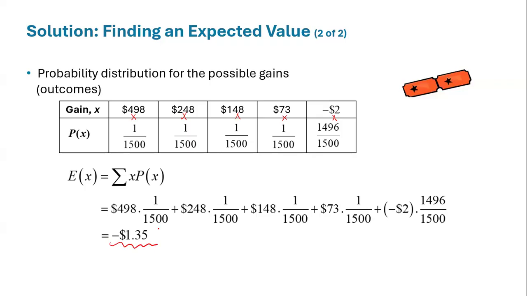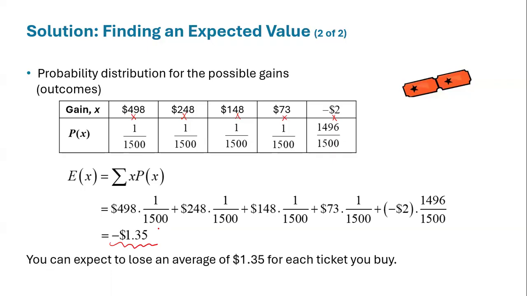When the expected value is negative, is it a fair game? No, for sure it's not. The only time the game is fair is when we get an expected value of 0. This game is not fair. And when you get a negative expected value, that means for every one ticket that you buy, you have a chance of losing $1.35. For every $2 that you spend to buy a ticket, you can expect to lose an average of $1.35 for each ticket.